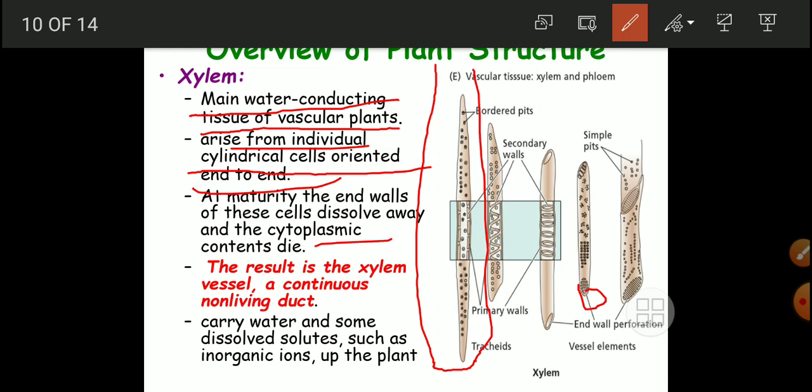The result is xylem vessels, a continuous non-living duct form तयार होते, pipe सारखं स्ट्रक्चर तयार होते, carries the water and some dissolved solids such as the inorganic ions up to the plant. So this is the structure of a vascular, we have to say that, tissue type, that is of a xylem. You will be able to see very well how the things are going to happen. You have to sketch the diagram, label the diagram, then you have to read the theory of that written matter.